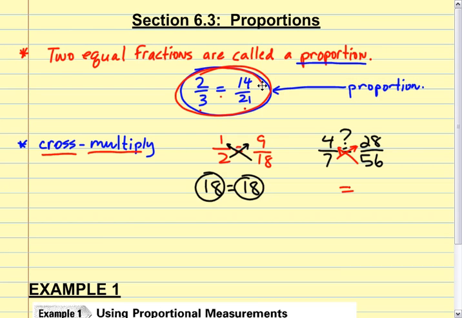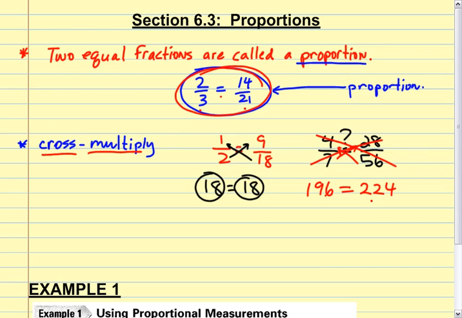Now, Connor, I want you to tell me what 7 times 28 is. Will you please find that out for me? And Katia, will you tell me what 4 times 56 is? Connor, let me know when you're ready. Okay. What you got? 7 times 28 is 196. 196. Now, Katia, when you multiplied 4 by 56, what did you get? 224. Katia, are these two numbers equal? No, then these fractions are not equal.